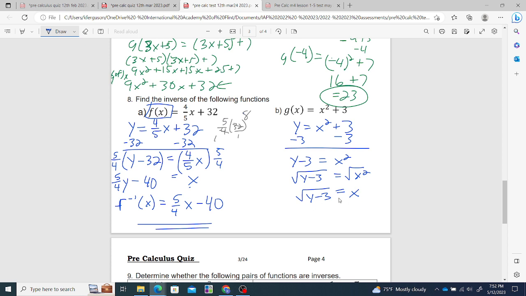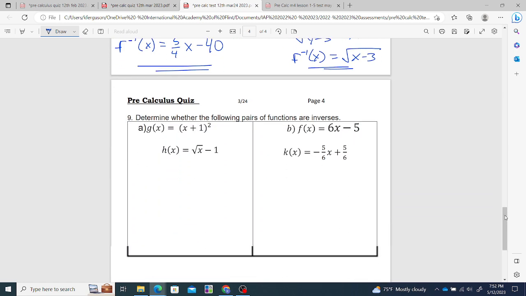And so now that I got to this point to where x is by itself, I'm going to change the notation again. That's f of the inverse of x equals the square root of x minus 3. And that's my answer.